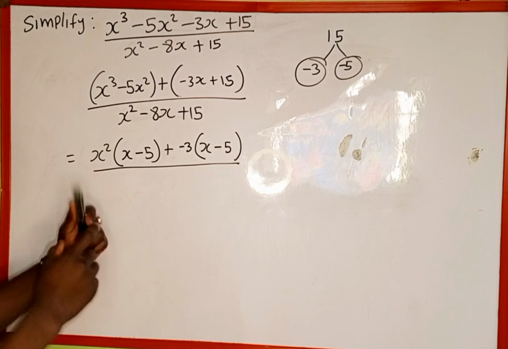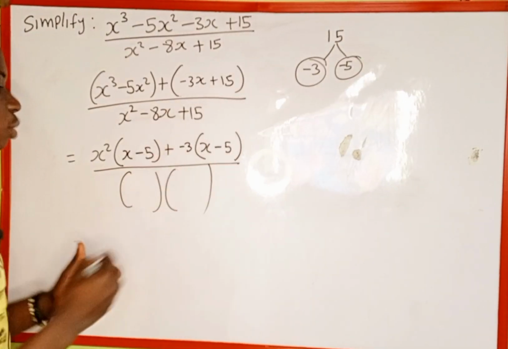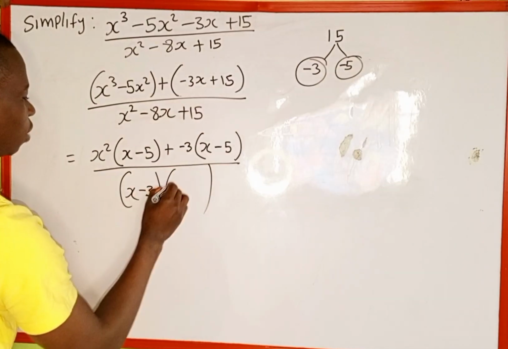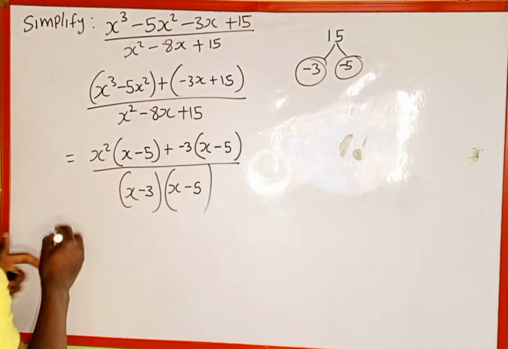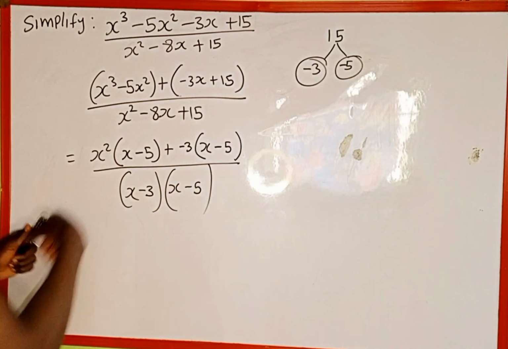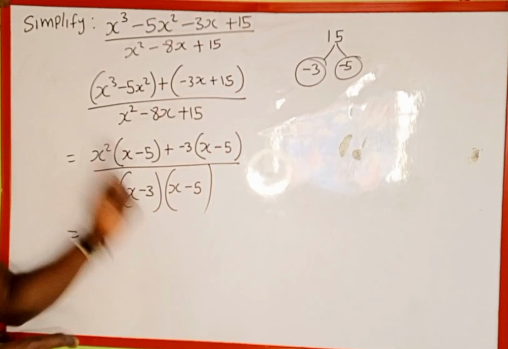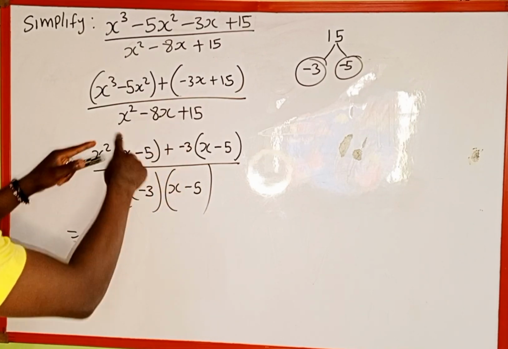And to factorize a quadratic expression, we use two brackets multiplied by each other. So we write x here. The first number is what? Negative 3. Then the second number is what? Negative 5. Then the next thing we're going to do, if you look at this numerator, inside this bracket, we have the same thing, x minus 5, x minus 5. We write one of the brackets, which is x minus 5. Then we make these two outside.